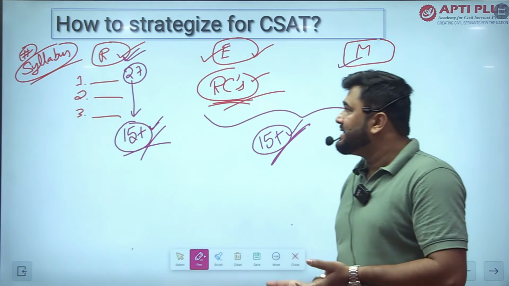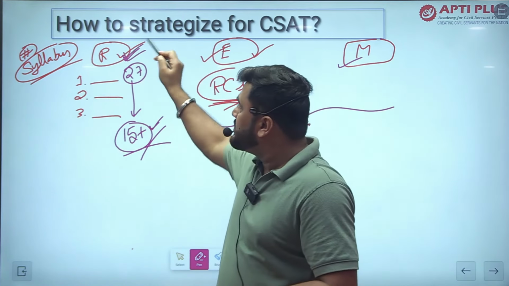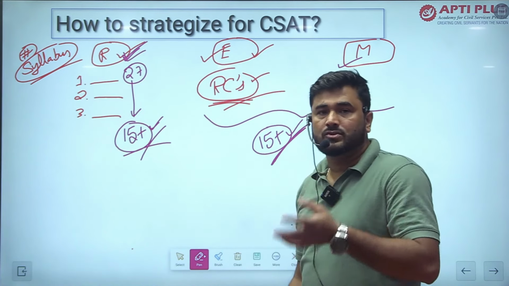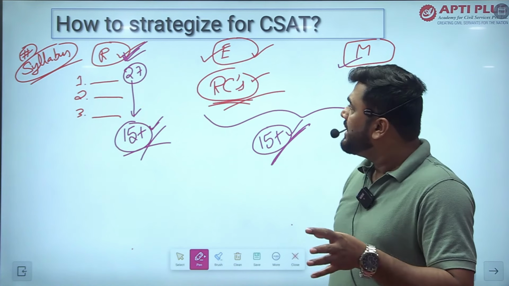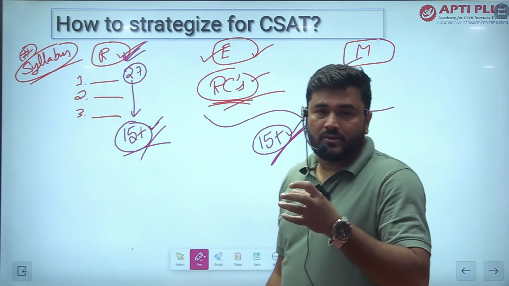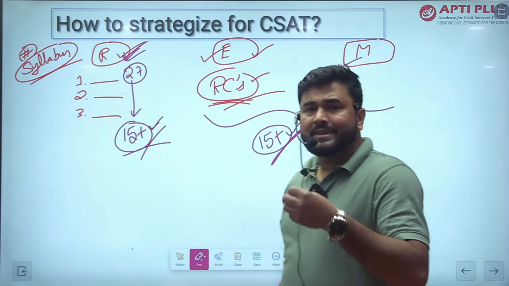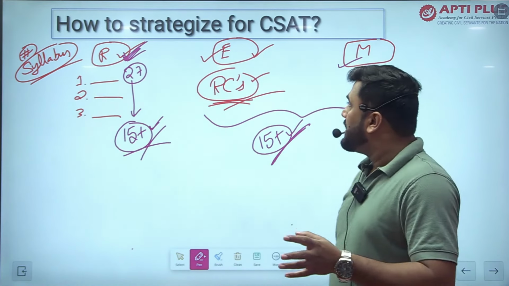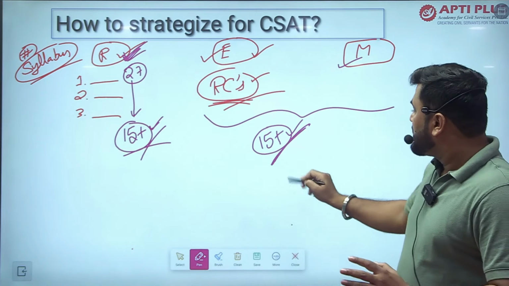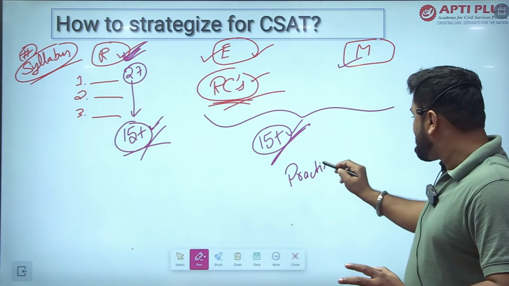Why am I saying this? Because reasoning is always very doable, a very easy subject for all students. They get easy marks in reasoning. So basically in the CSAT game, reasoning is the softest cake for everyone. With short preparation, you can get a good score in the reasoning section. But in the English and mathematics sections, you will have to do more and more practice.